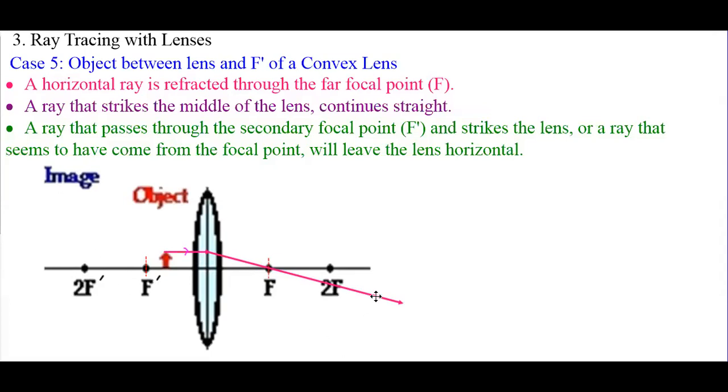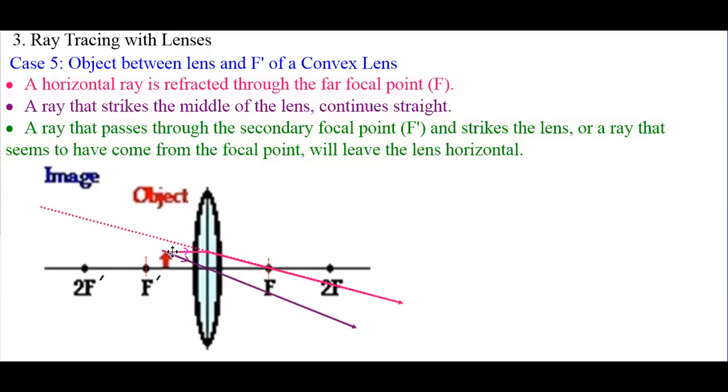Now, due to that animation, we already know that we're not going to get an image form on this right-hand side. So what you would need to do is extend that light ray, because you need to know where all your refracted rays actually touch, and they don't touch on the real side, they only touch on the virtual side. So you'll have to use your ruler and just extend that light ray backwards as though it came from that far principal focus.